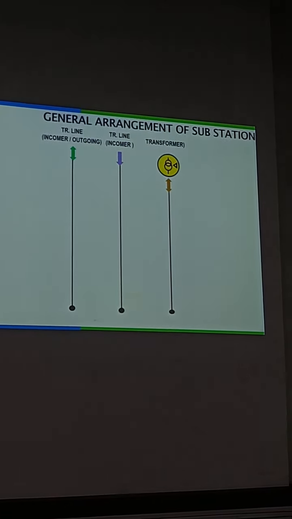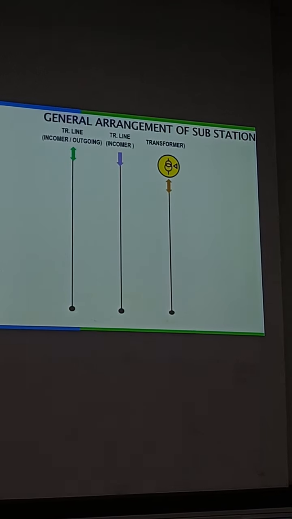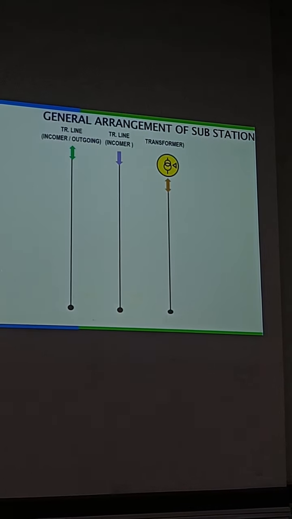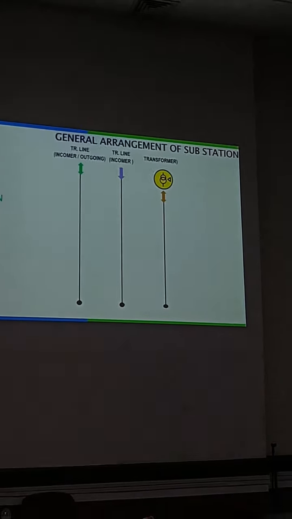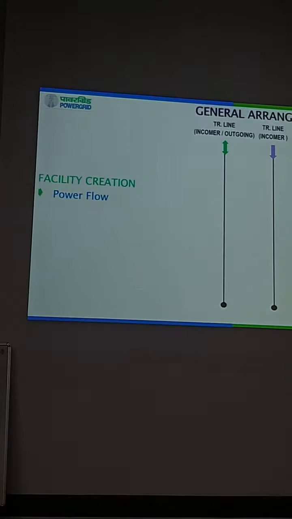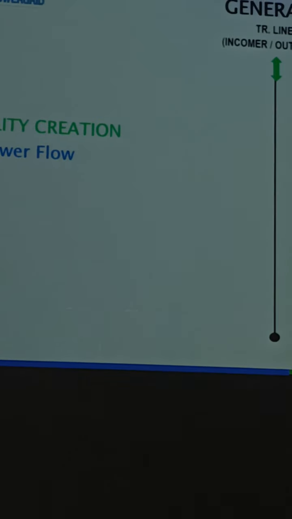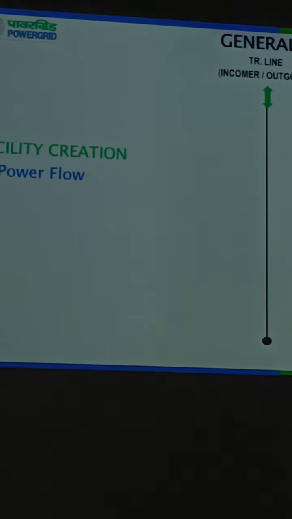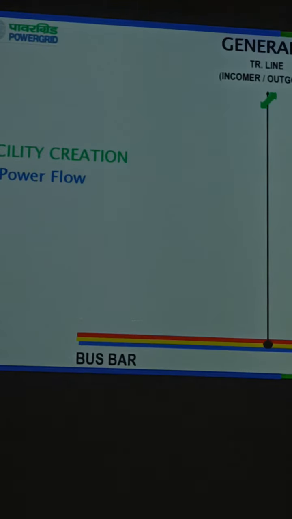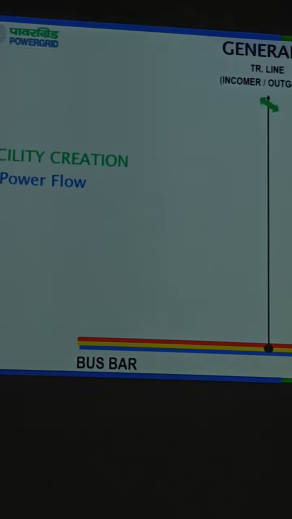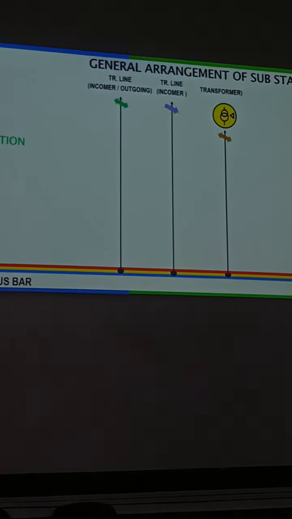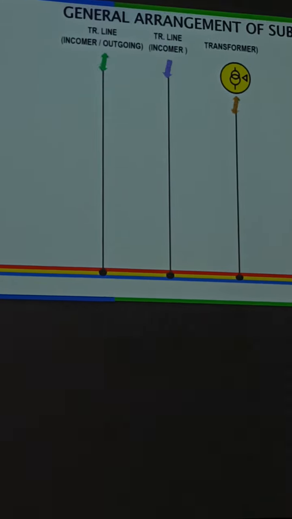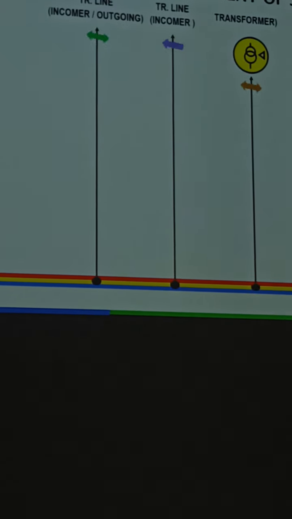The first requirement: the three circuits should all be connected to a common point. My first requirement is that there should be flow of power between the circuits. For that, what is to be done? You have to construct a busbar. Once you construct the busbar, exchange of power is possible. Right?